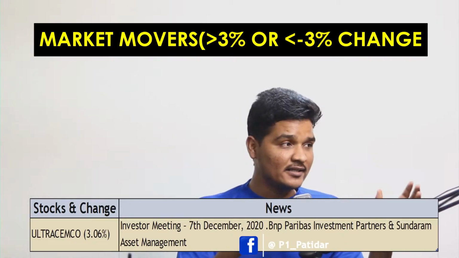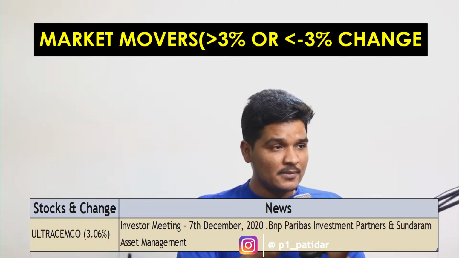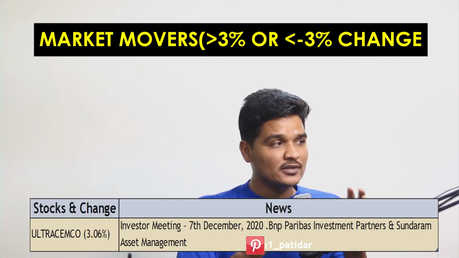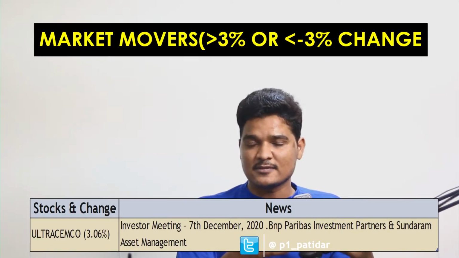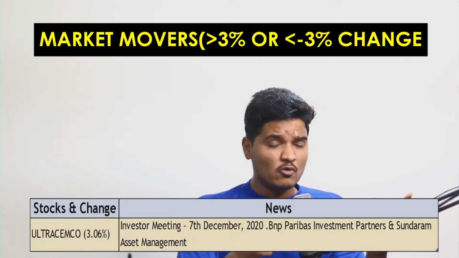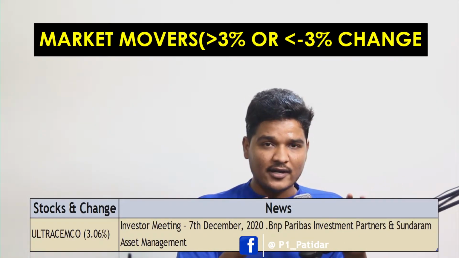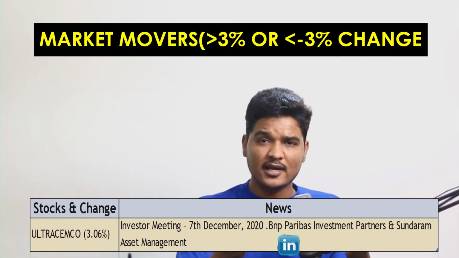Why did it gain? Today there was an investor meeting. BNP Paribas Investment Partners and Sundaram Asset Management were both investors, and some meeting was held. So maybe some decision has been taken about Ultratech Cement. That may be the reason this stock moved upside. Another reason, which you can find from the graph, is that it was consolidating for a while, and today it broke out.